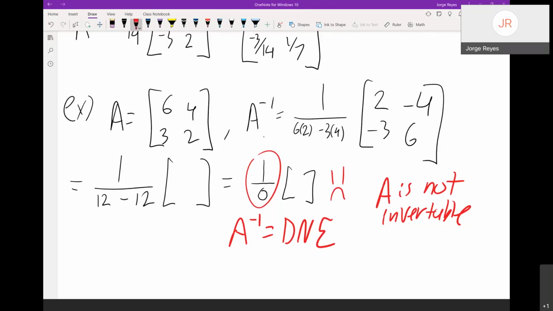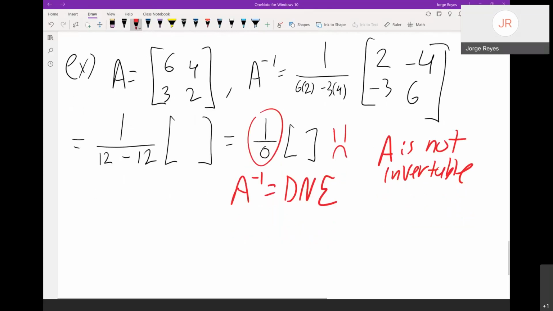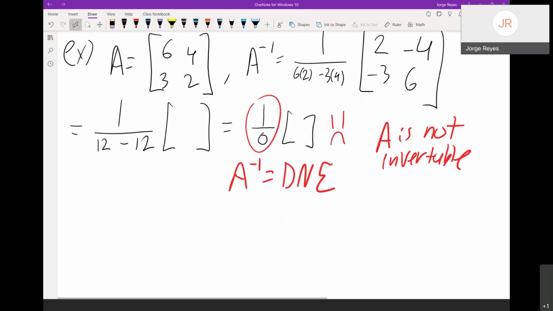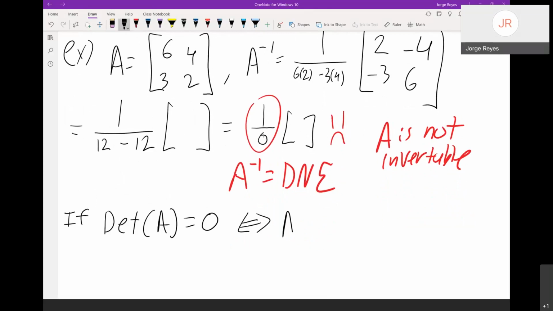And this will happen. In fact, for all matrices, we have this theorem: if the determinant of A is equal to 0, then A inverse doesn't exist. And vice versa, if the inverse doesn't exist, the determinant is going to be 0.